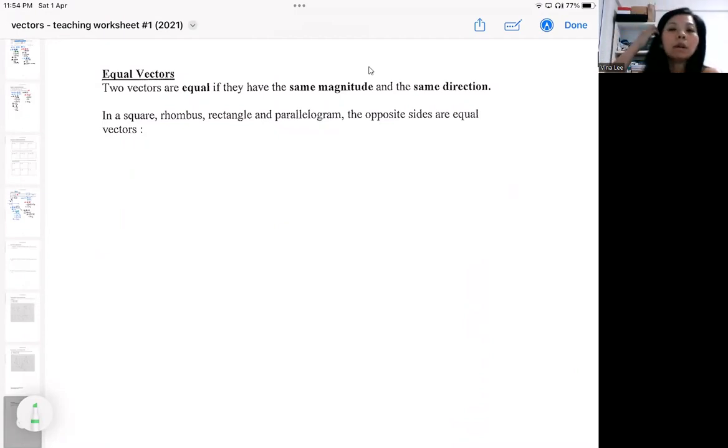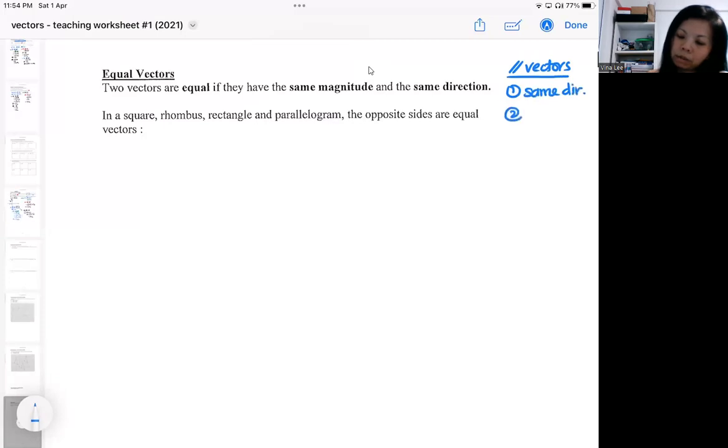Okay, so if you still recall, parallel vector is same direction. That means they must be moving in the same direction, but with different length. So parallel vectors doesn't need the length to be the same. As long as they are moving in the same direction, then they are parallel already.